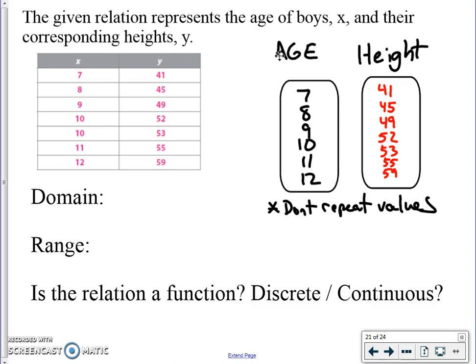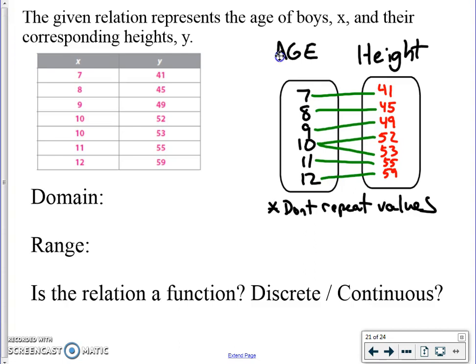So going back here, an age of 7 relates to a height of 41, according to this data. An age of 8 goes to 45. An age of 9 goes to a height of 49. An age of 10 goes to a height of 52. But an age of 10 also gives us a height of 53. Age of 11 goes to a height of 55. And an age of 12 goes to a height of 59.